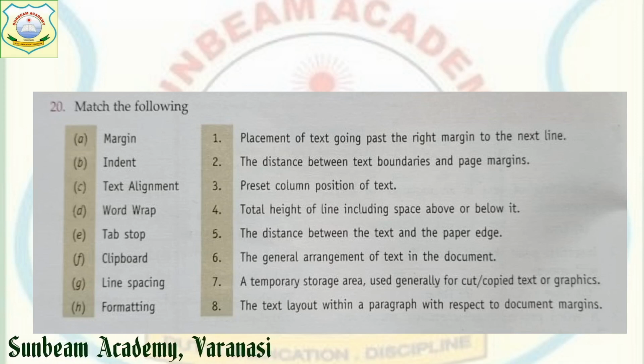Second is indent. Margin and indent: in margin, it is the distance between text and the paper edge. Indent is the distance between the text boundary and the page margin. From where your page is starting, the distance from there to the text is known as indent. Next is text alignment.